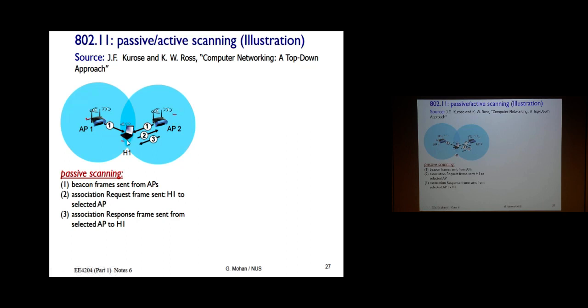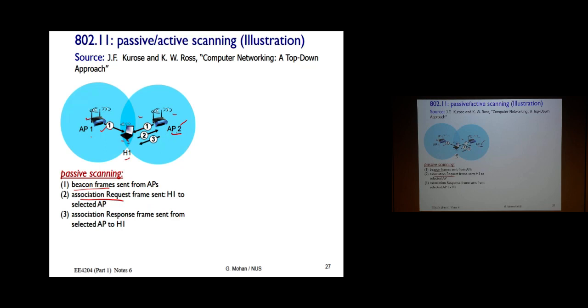You can see that this host is within reach of both AP1 and AP2, so it's at the intersection of the circles. It can associate either with AP1 or with AP2. It has a choice. In the case of passive scanning, every access point will periodically broadcast beacon frames. This is step 1. The host receives both beacon frames, and let's say it prefers AP2. Then step 2, it sends an association request message to AP2.